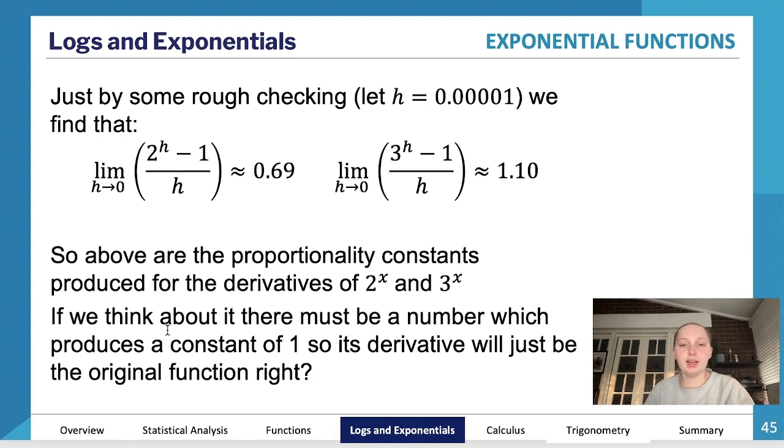If you think about it, there must be a number which produces a constant of 1, so its derivative will be the original function, right? Does that exist? Will there be a number which will produce a constant of 1, so its derivative will just be the original function? Okay, let's just all think about that. Let's ponder.